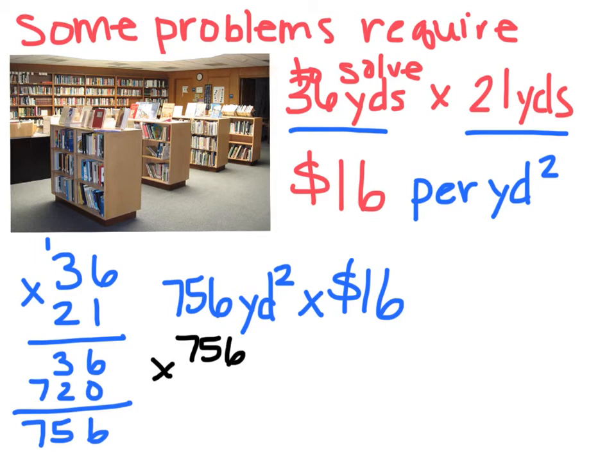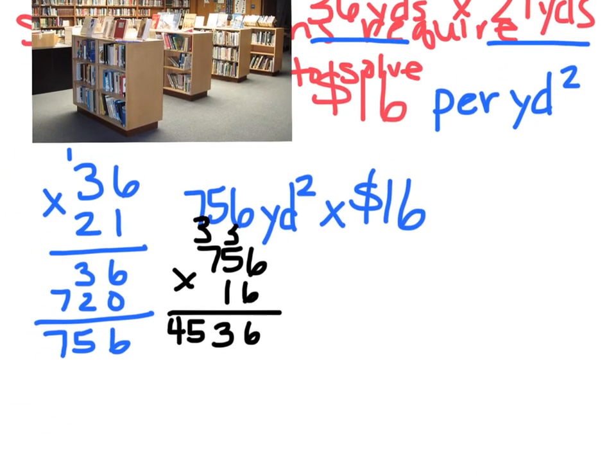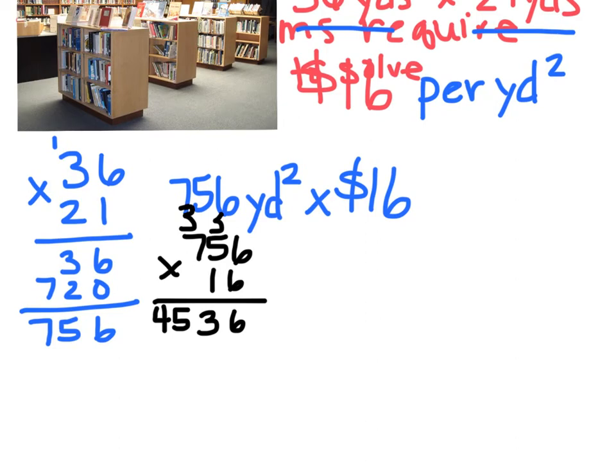756 times 16. 6 times 6 is 36. 5 times 6 is 30 plus 3 is 33. 6 times 7 is 42 plus 3 is 45. Look at that, I didn't leave myself enough space again. Let's move that again. Put a 0 in as a placeholder, and 1 times 756 gives us 756.